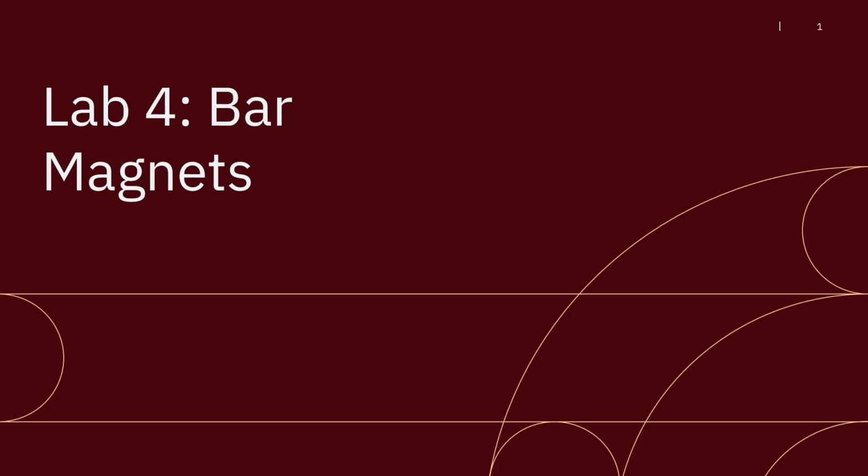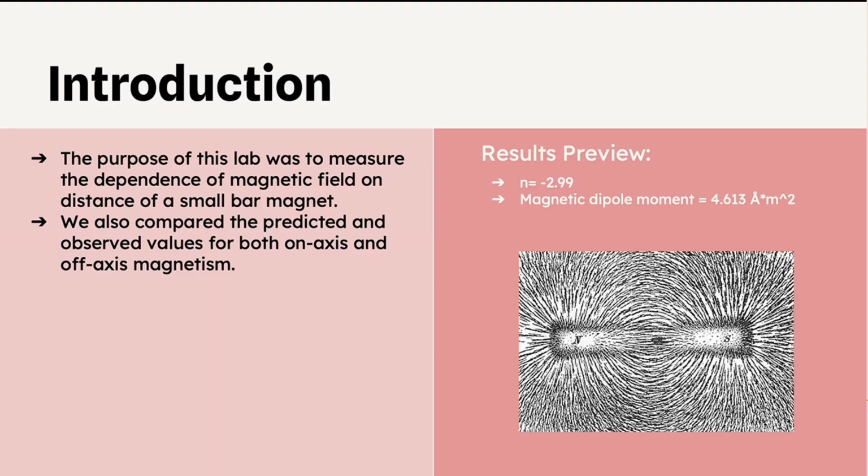This is my lab report for Lab 4, bar magnets. So the purpose of this lab was to measure the dependence of the magnetic field on a small bar magnet, and we compared the predicted and observed values for both on-axis and off-axis magnetism using our phone's magnetometers. Preview of the results: we got n equals negative 2.99 and a magnetic dipole moment of 4.613 angstroms.